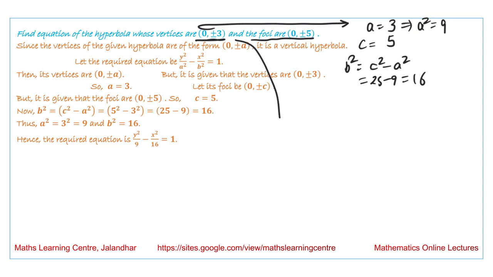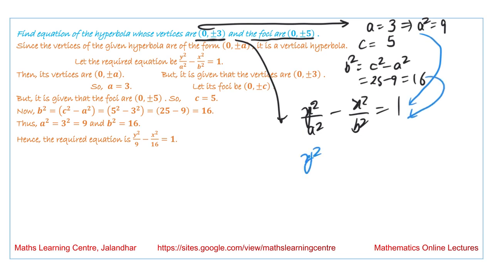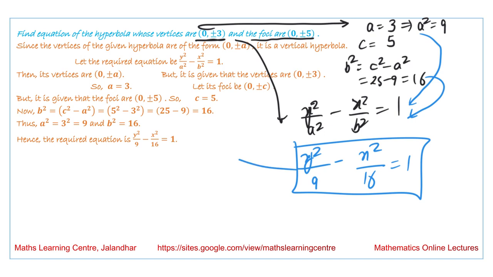And the equation of the vertical hyperbola we know is y square over a square minus x square over b square is equal to 1. So substituting the values of a square and b square in this equation, we get y square over 9 minus x square over 16 is equal to 1. So this is the required equation of the hyperbola.